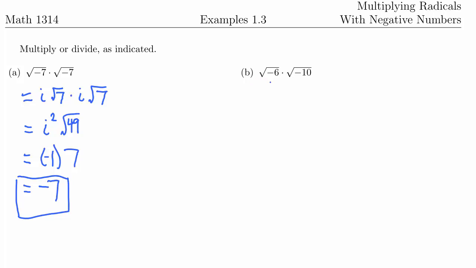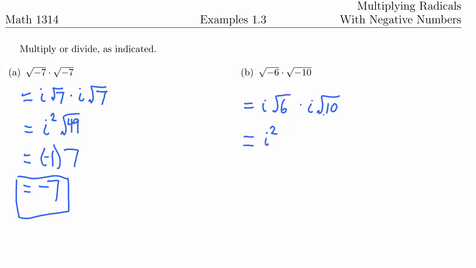B. The square root of negative 6 times the square root of negative 10. Again, we need to simplify. That gives me i square root of 6 times i square root of 10. i times i is i squared.